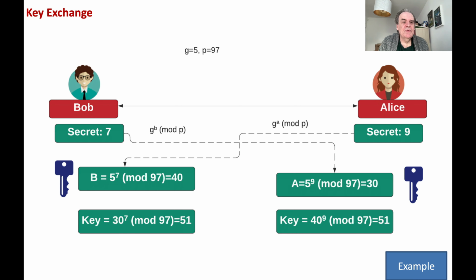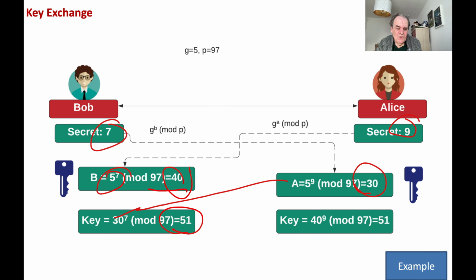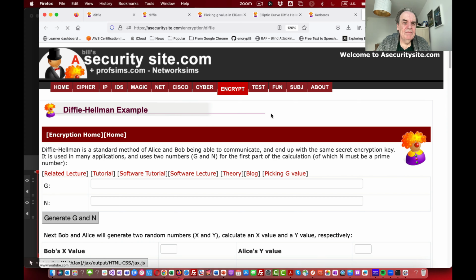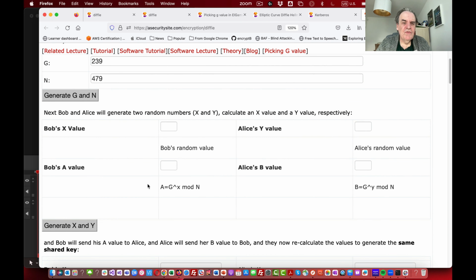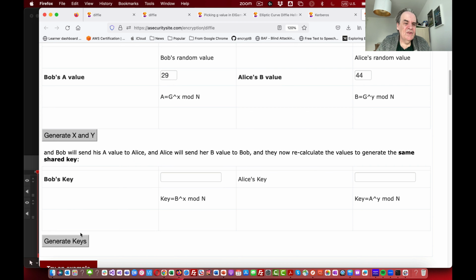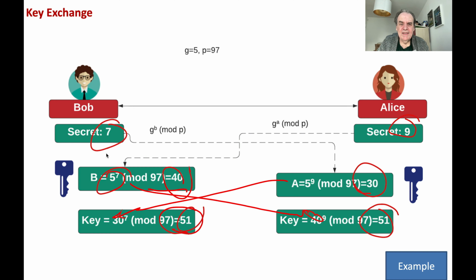Okay, so there's an example there. Bob generates 7 and Alice 9. There's the computation to give 40, 30, and the values go over here. And we can see here that we end up with the same value there. So if I show you a simple example here, generate a g and an n value, generate random values here, and then hopefully we end up with the same shared value in the end.